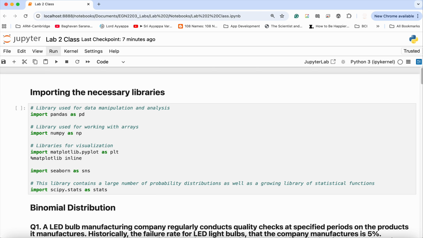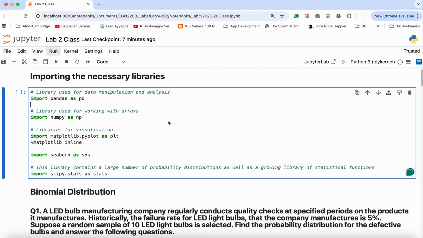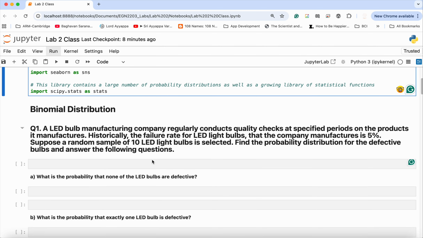So in this video, we're going to be exploring the use of statistics in data science. Before we go into the actual question, the first step is always to import the necessary libraries. These are the standard libraries that you need to import before you run most statistics related questions: pandas, numpy, matplotlib, seaborn, and then stats from scipy.stats. Now let's look at the question.